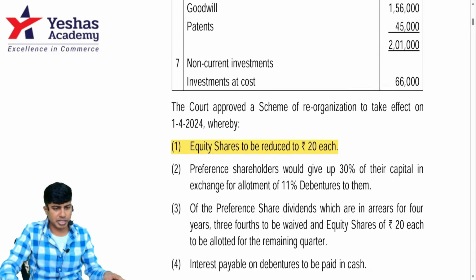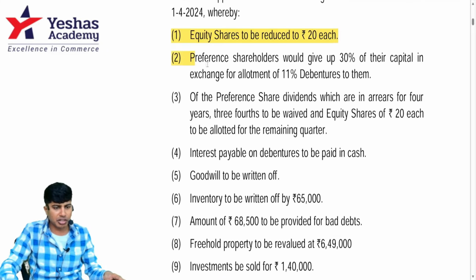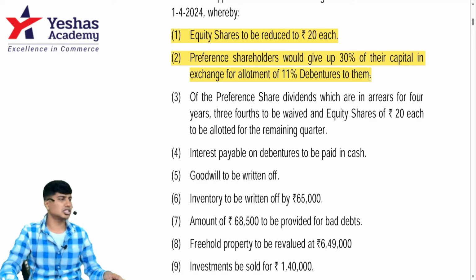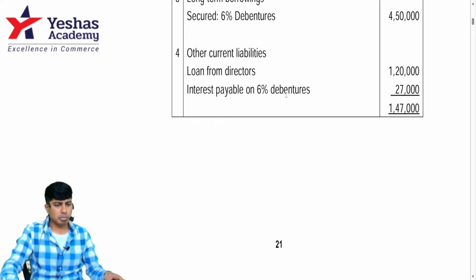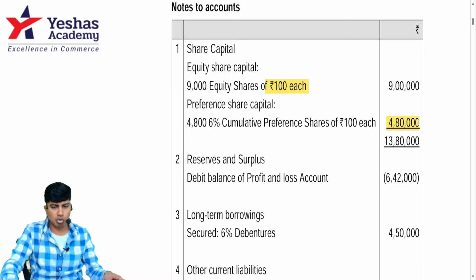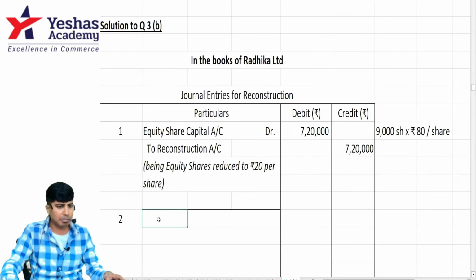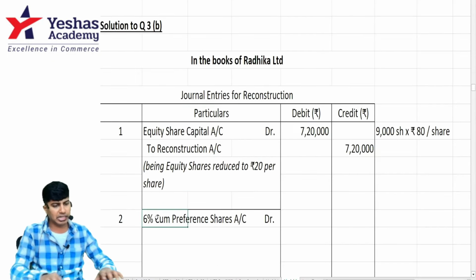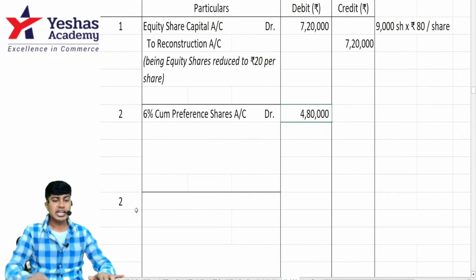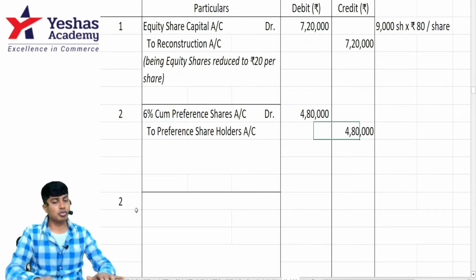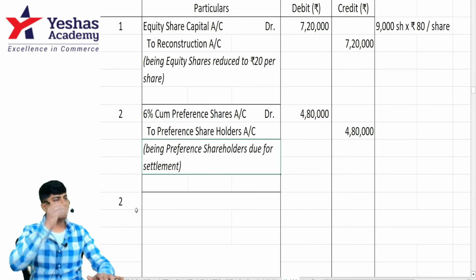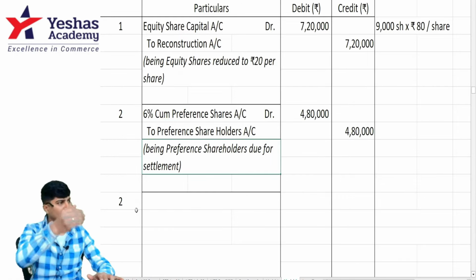Next adjustment. Preference shareholders would give up 30% of their capital in exchange for allotment of 11% debentures to them. How much are we supposed to pay to our preference shareholders? 4 lakh 80. I will debit preference share capital account by 4 lakh 80. Credit preference shareholder by 4 lakh 80. Don't directly adjust. First transfer from capital to holder, then holder to capital reduction, holder to debentures.